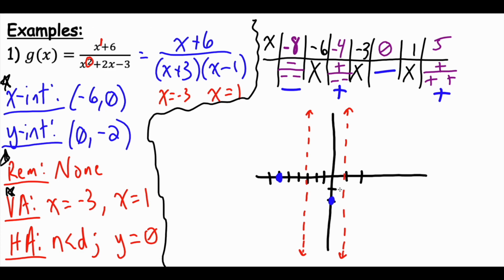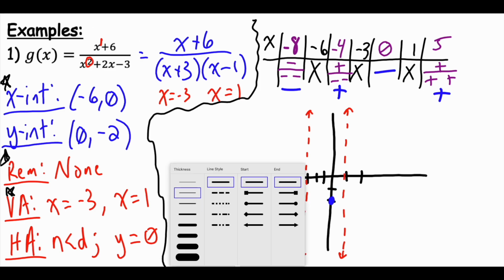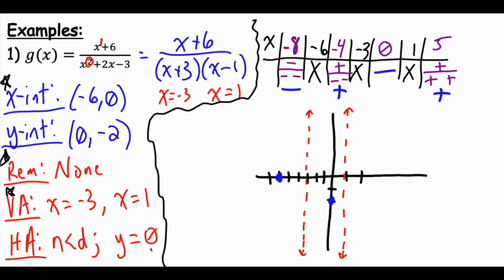Okay, so now I am ready for my horizontal asymptote. The horizontal asymptote is at y equals 0. Now, if you're just using a pencil, when you graph over this, just make it a little bit thicker than the line so I can clearly see it. Here, I'm going to use a different color so I can clearly see that. But if you're using a pencil, just make it a little thicker so I can see that you have a horizontal asymptote there.